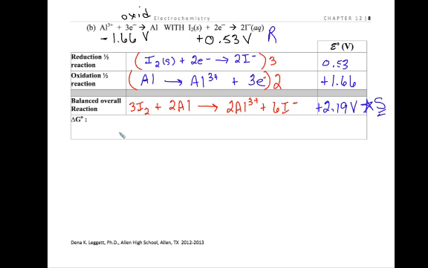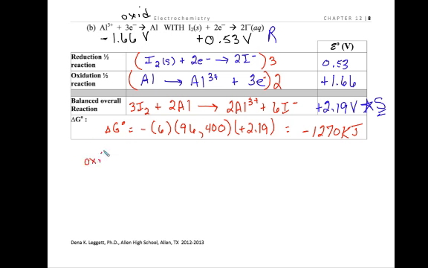If we did delta G naught is equal to minus n, which is 6, F, Faraday's constant, E naught, which is a plus 2.19. And if I did my algebra right, if I didn't, I know you're going to tell me that, I have here 1270 kilojoules. Wow, it's a big hunk of a change there. Now, let's look at how we would write our notation. We always do the oxidation on the left for cell notation. Cells aren't always drawn that way, but cell notation is always that way.